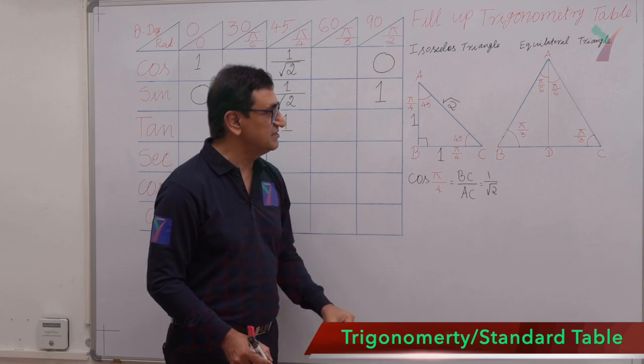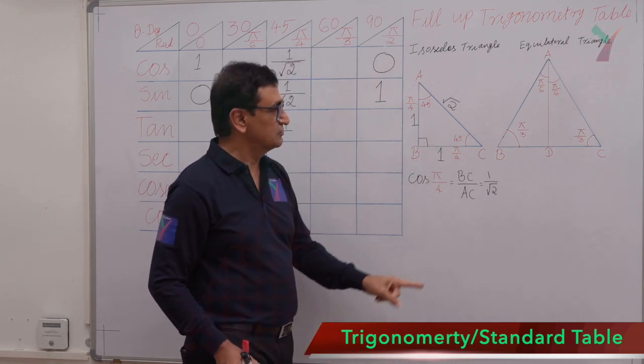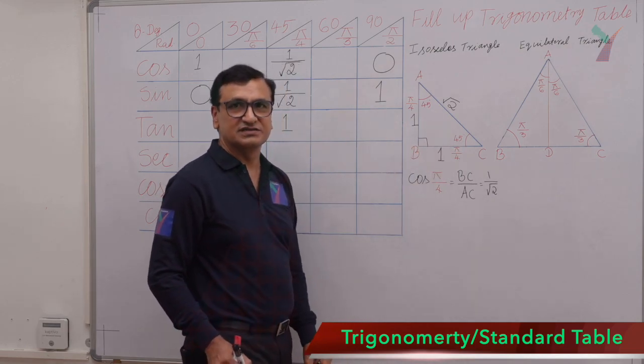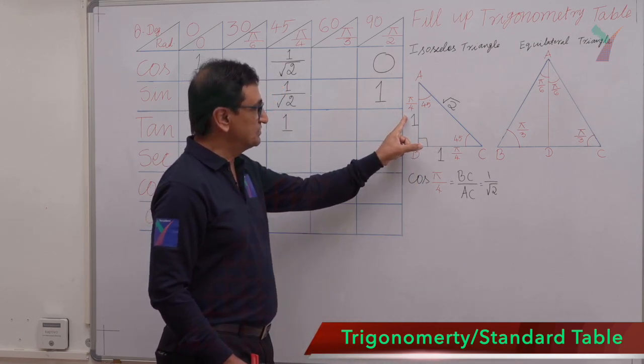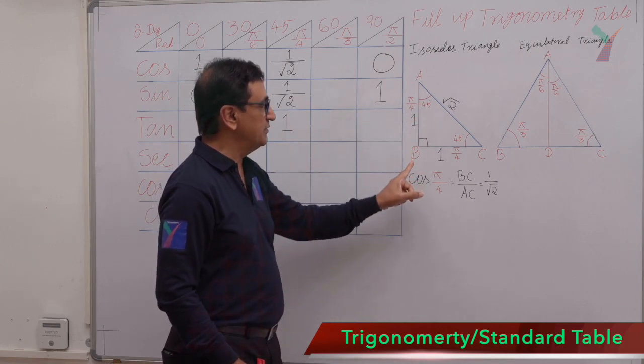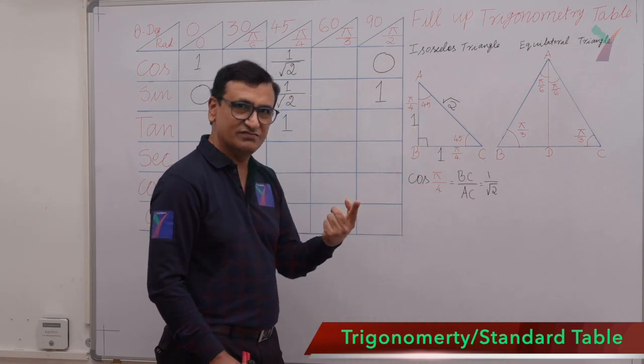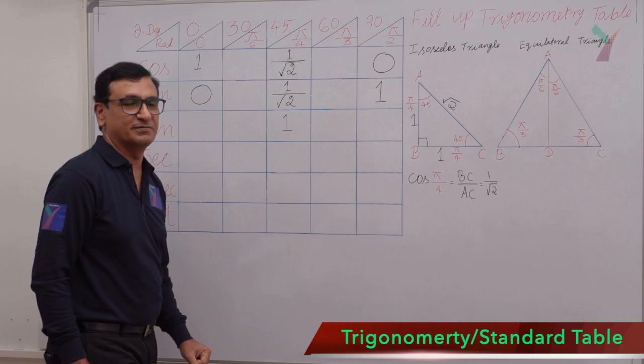In fact, we can write the tan value from here also. If this is theta, tan pi by 4 would be the opposite side by the adjacent side, which is AB by BC, which is nothing but 1 by 1, which is 1. So that's what we have got here.